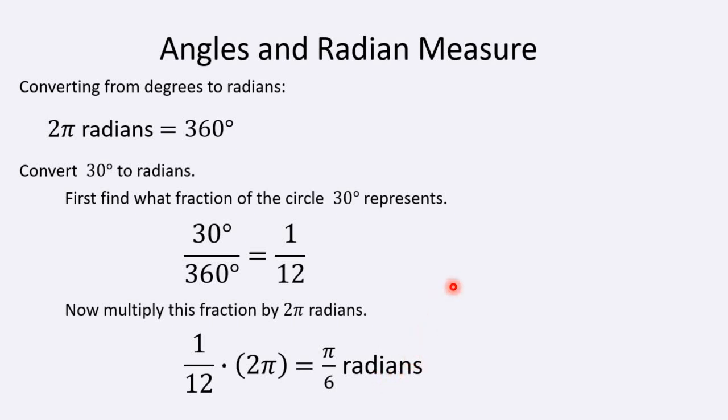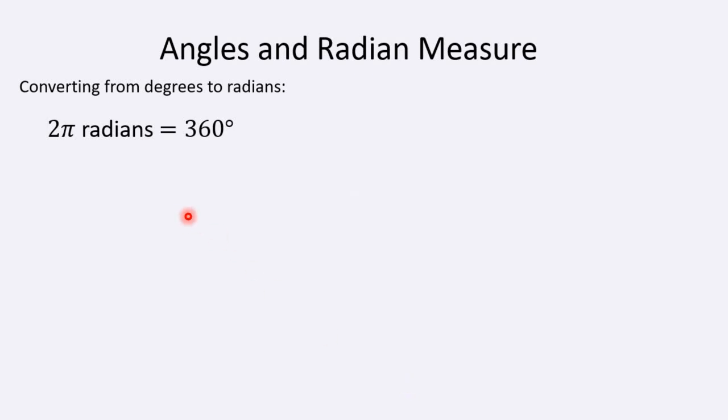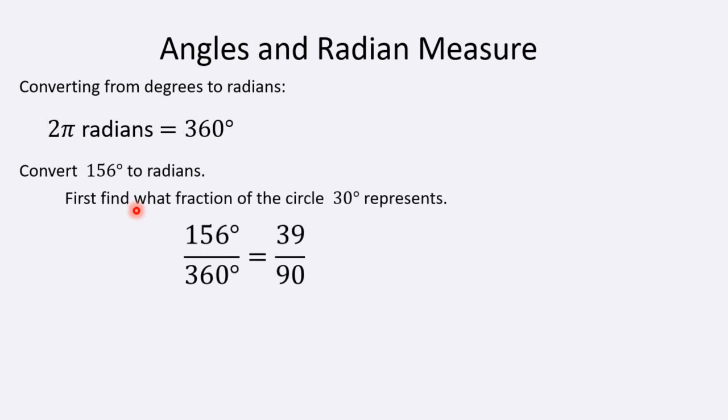All right, let's try another one. So we got that 30 degrees is equal to pi over 6 radians. Let's try to convert 156 degrees to radians. So we're doing the exact same thing here. First, we're going to figure out what fraction of the 360 degrees is represented by 156 degrees. I just find that fraction. It turns out that 156 over 360 is 39 over 90. So I just need to find out what 39/90th of 2 pi is now.